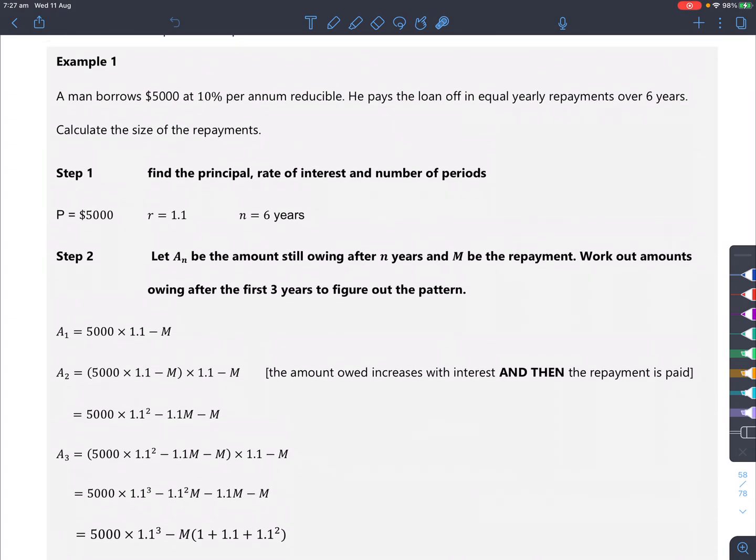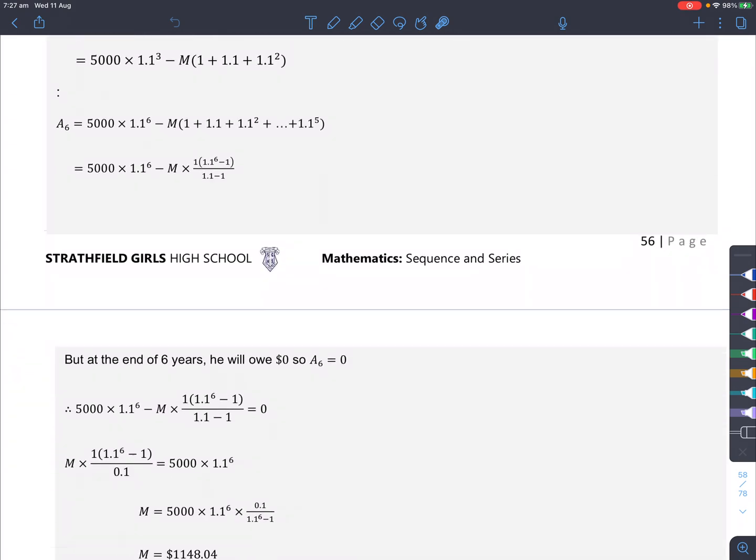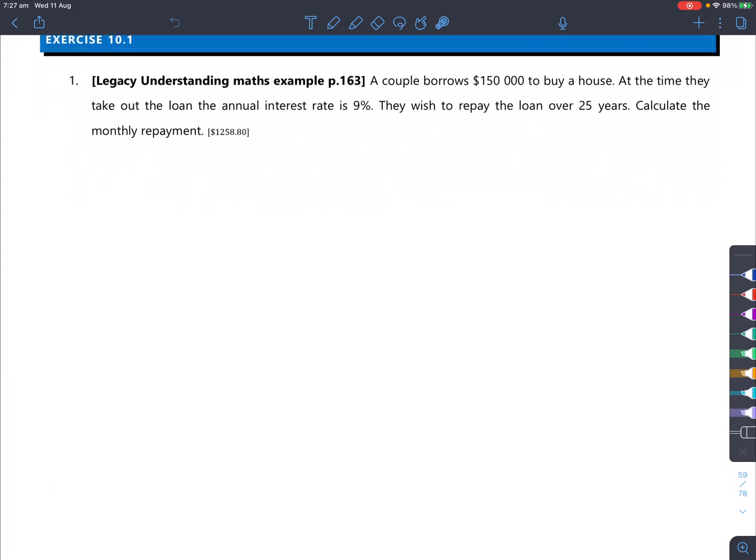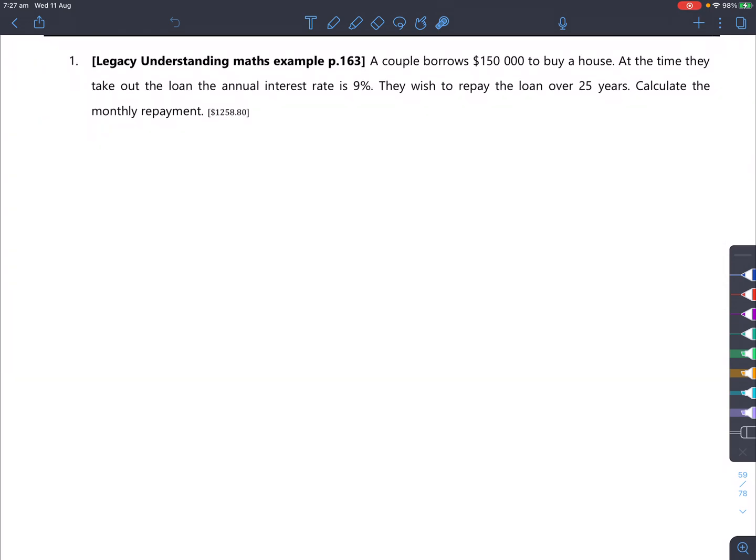You can have a look at this example one later on if you want to, but I'm going to skip over to the first question first. So a couple borrows $150,000 to buy a house. At the time they take up the loan, the annual interest rate is 9%. They wish to repay the loan over 25 years. Calculate the monthly repayment.